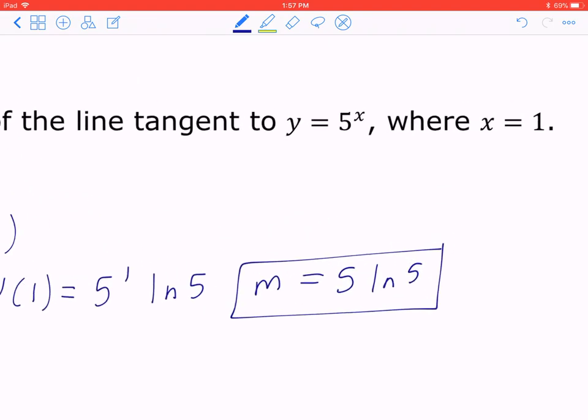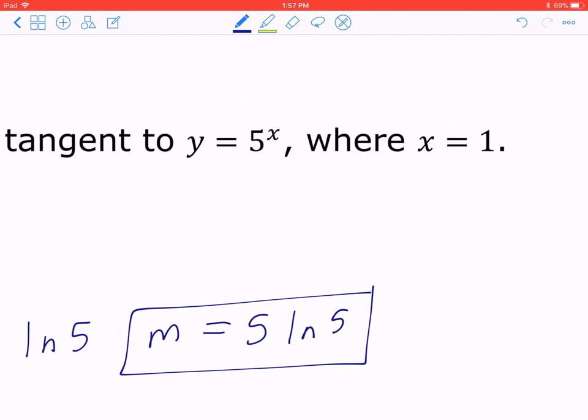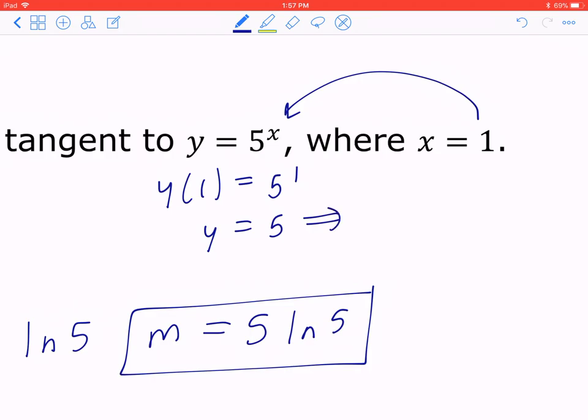Again, once you find the slope, you have to find the point before you can find the equation. If you go back to the fact that x equals 1, you plug it back in, which means y of 1 will give you 5 to the power of 1. So y equals 5. This implies that the coordinate (x, y) equals (1, 5).